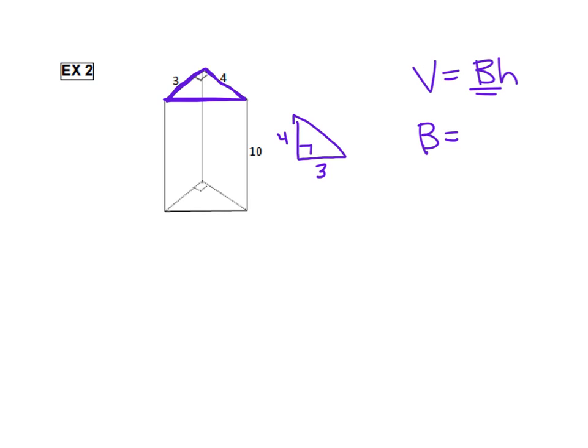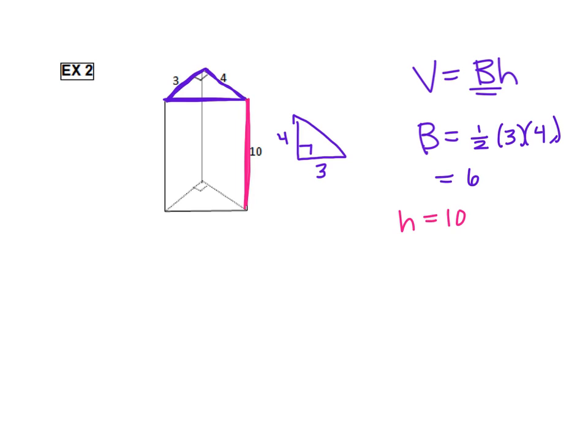But what do you actually need to find the area of the base? Well, it's a triangle, so the area of a triangle is 1/2 base times height. We can see our base is that 3, and our height is the 4. So the area of our base is 1/2 times 3 times 4, or 6. Our height is going to be the distance between the two bases at a 90-degree angle. So our height is equal to 10.